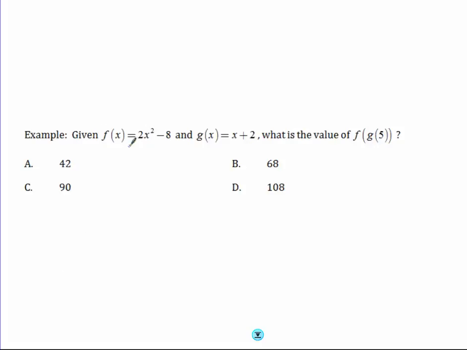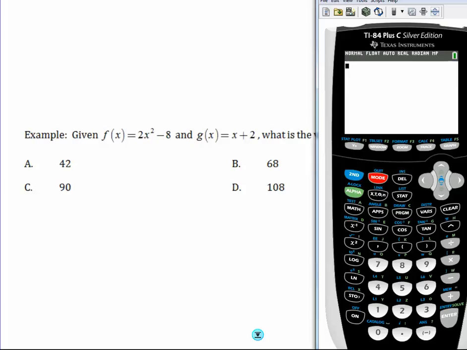Given f of x equals 2x squared minus 8 and g of x equals x plus 2, what is the value of f of g of 5? This is where we're going to use the store button. And remember that you always start on the inside. So first I want to find what g of 5 is, which means I'm plugging 5 in for x in g of x. So if I say 5, store that for x, and then I type in g of x. That gives me the answer 7.